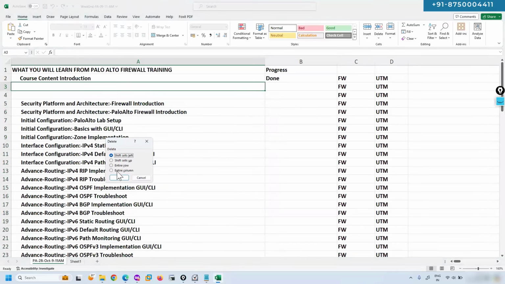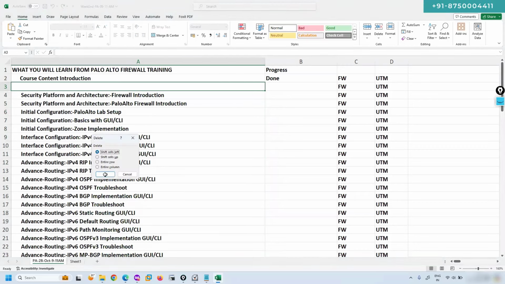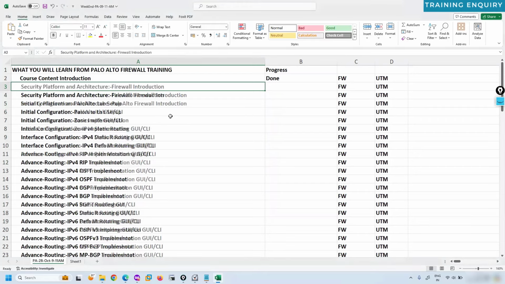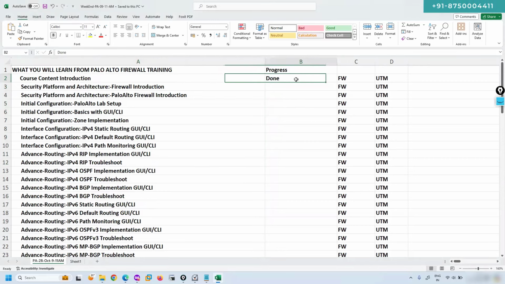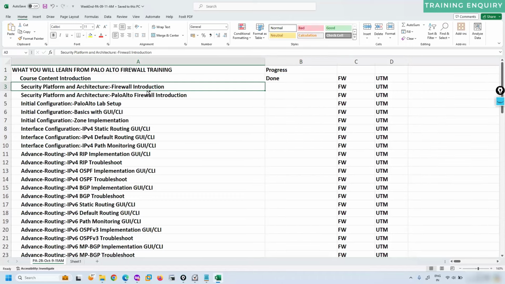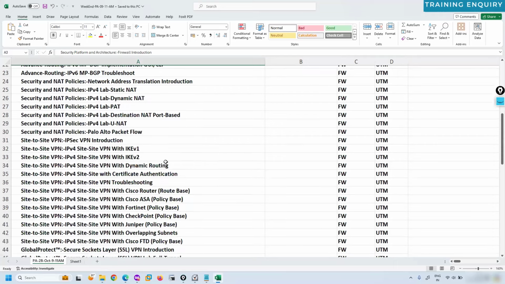Why am I adding this? Because when we cover this content, we need an idea of how much we have covered and how much is remaining. So today, what have we done? Today we have completed course content introduction, and tomorrow we will start with firewall introduction, and we will cover all the things till Panorama.